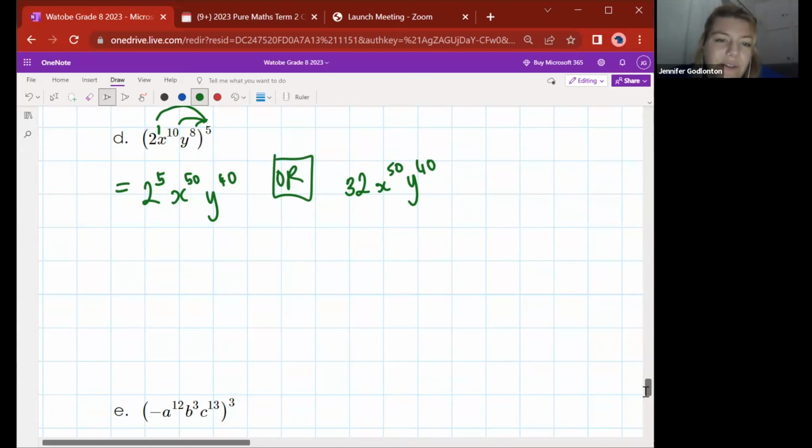So the 32 comes from this. That's saying 2 times 2 times 2 times 2 times 2, which gives us 32.